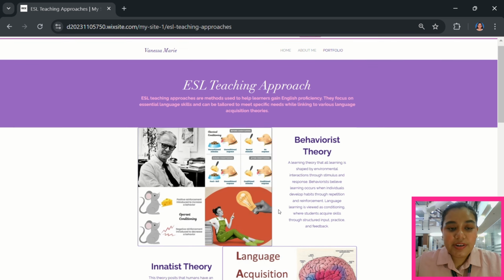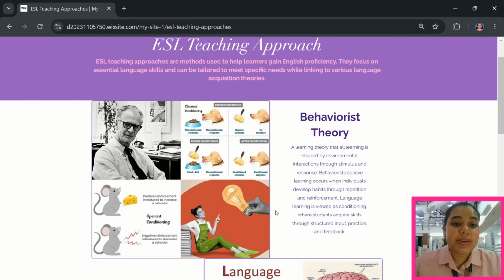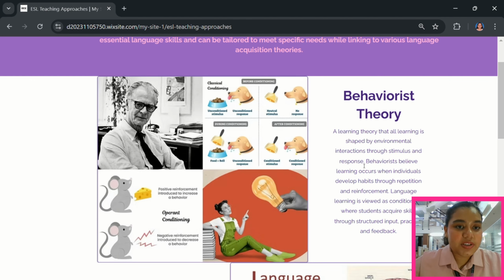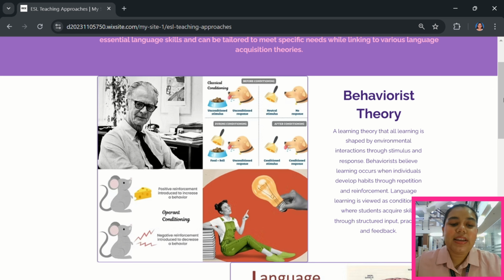For behaviorist theory, which is presented by B.F. Skinner, learning happens through repetition and reinforcement, especially through drills and practice to build language habits.